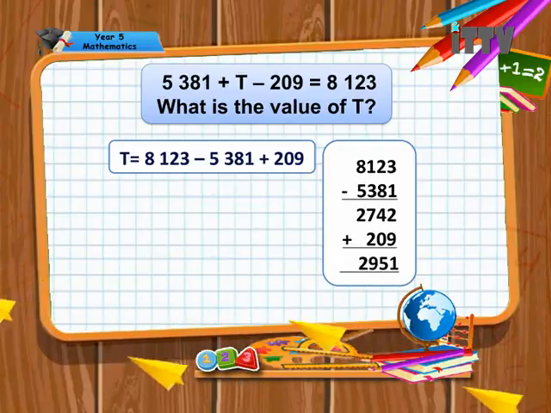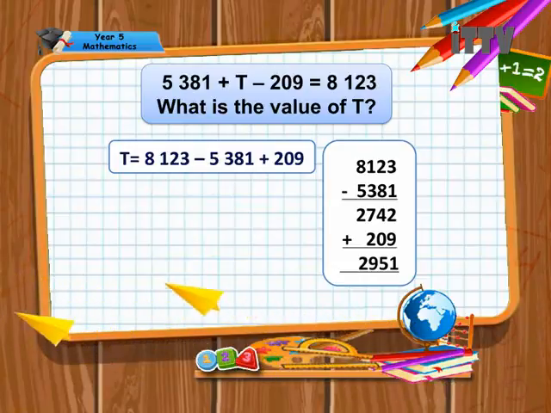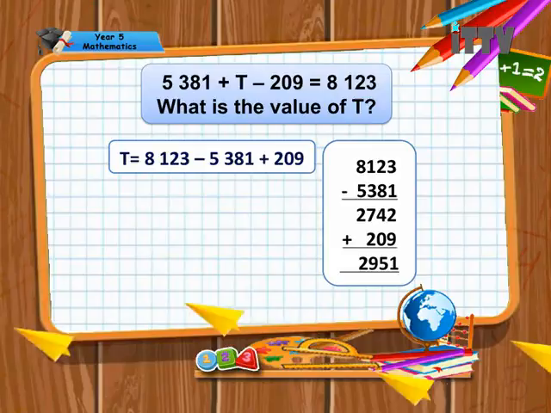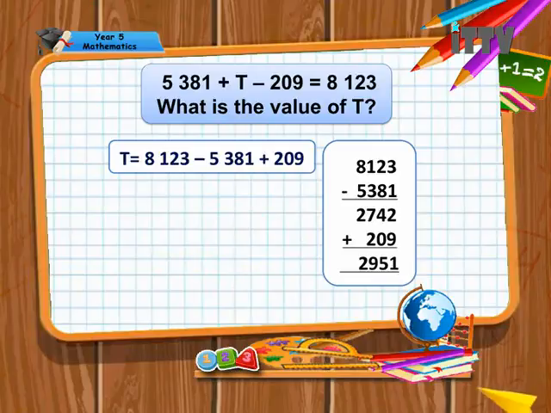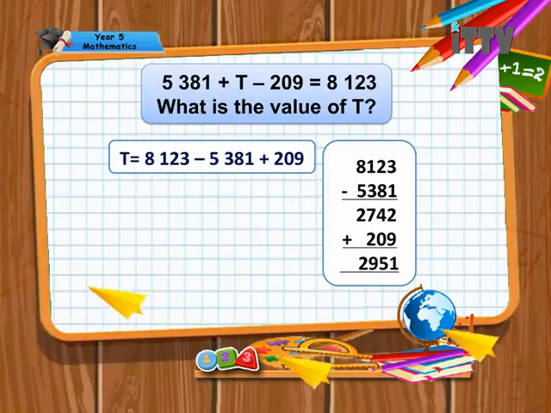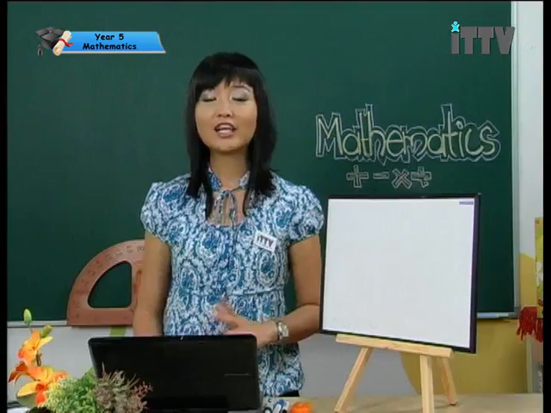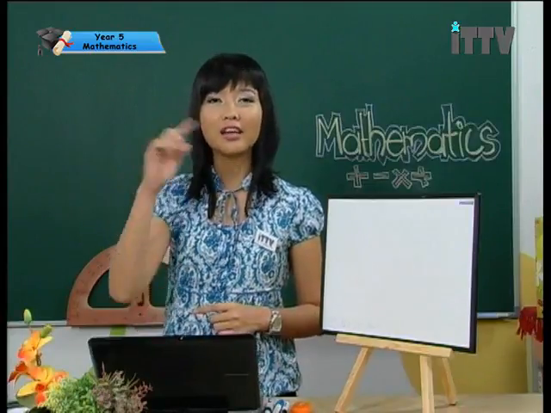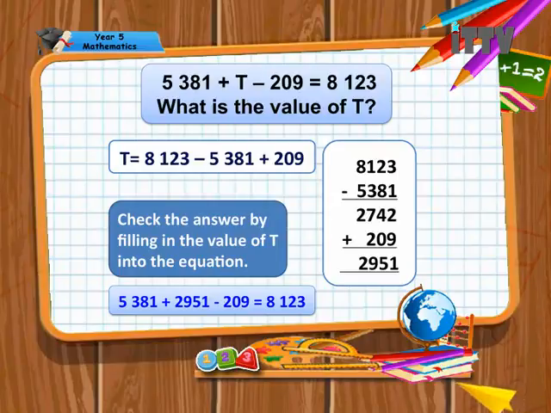5,381. Now for 209, there is a minus sign. When you move it to the other side, it becomes a plus. So then you have t equals 8,123 minus 5,381 plus 209. That should give you the answer as 2,951. Now because this is the number for t, to check the answer, just replace the number into the equation. And you should be able to get the same number on the other side, which is 8,123.